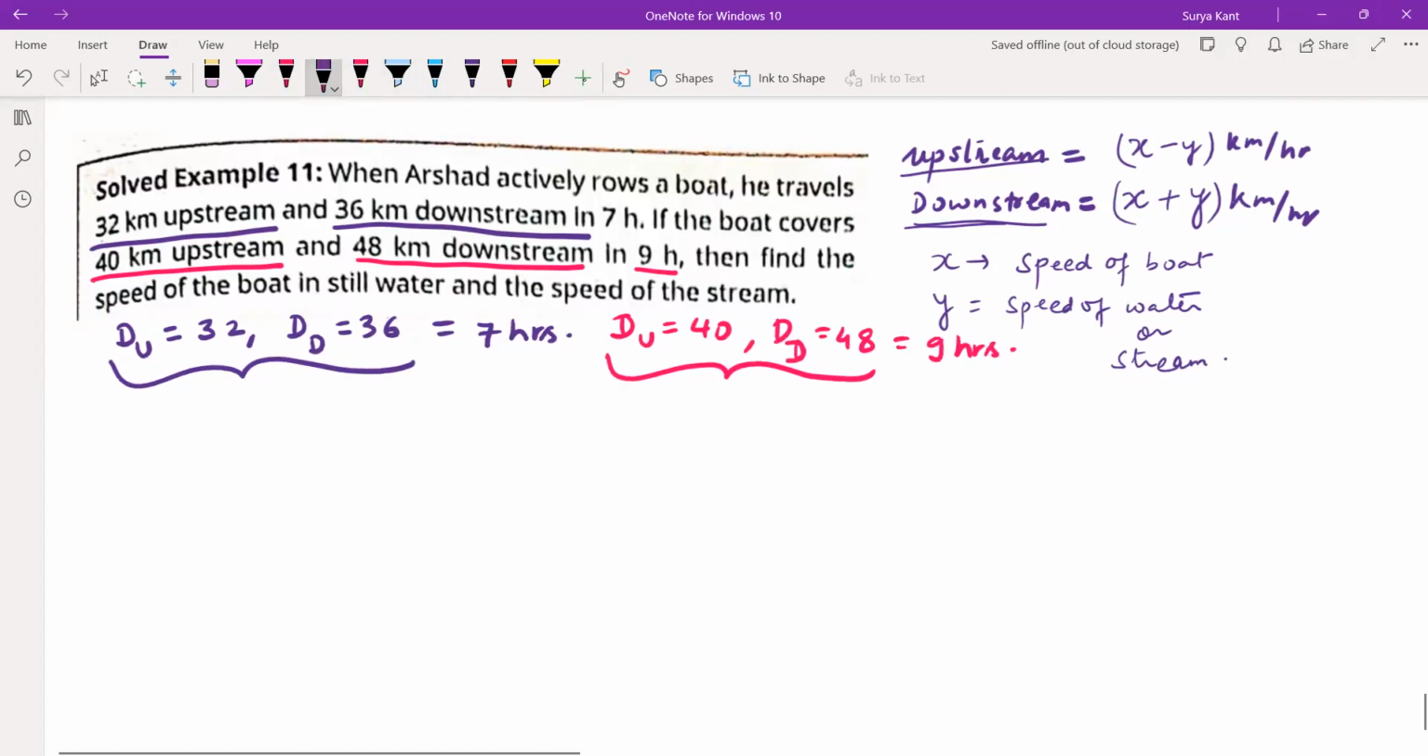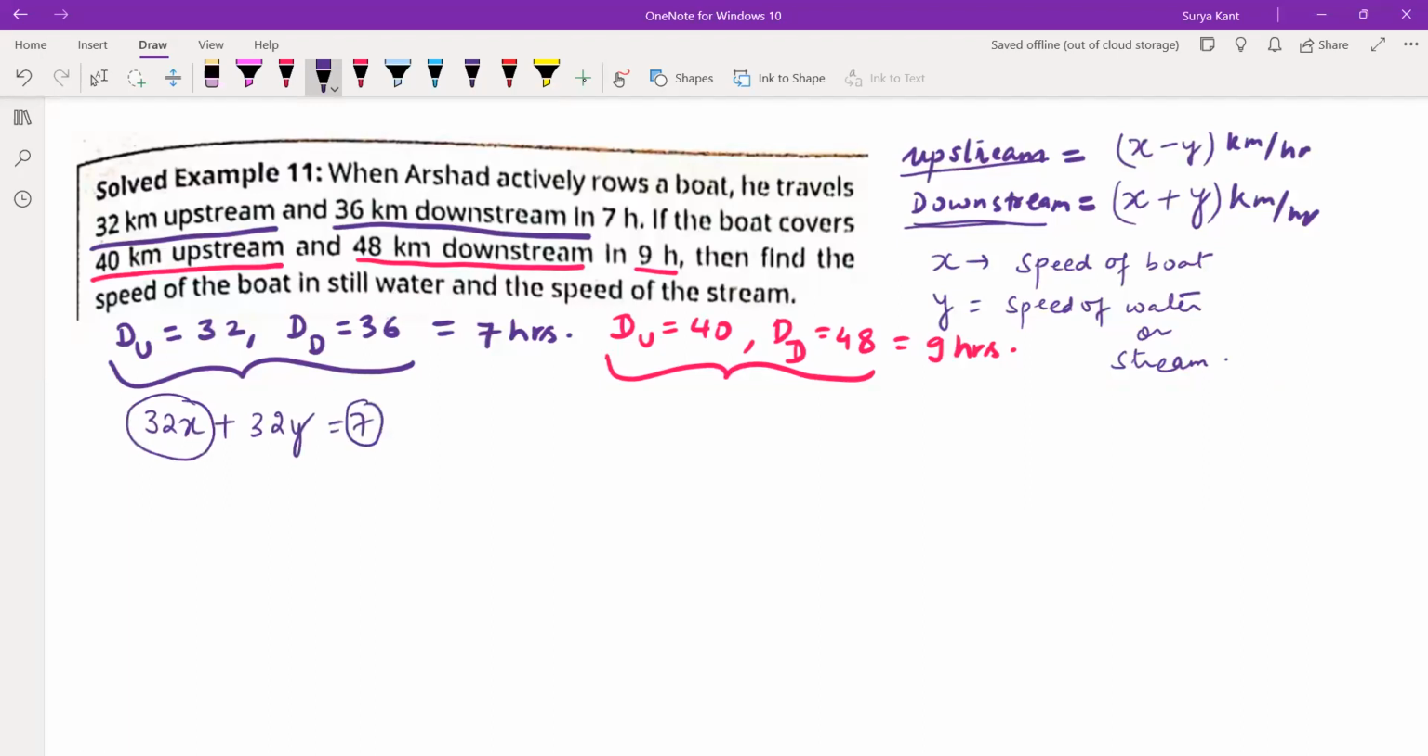So can anyone tell me how to solve here, how to find the speed of stream and speed of boat? Any one of you can tell me? So you can do 32x plus 36y equals 7, and then 40x minus 48y equals 9. What is x and y over here? x is the speed of the boat.